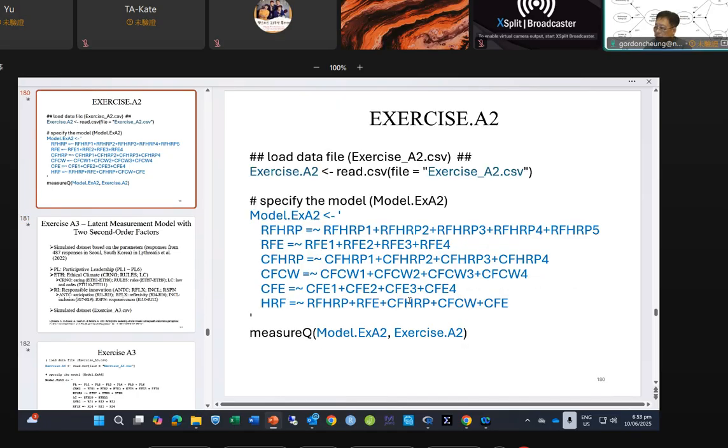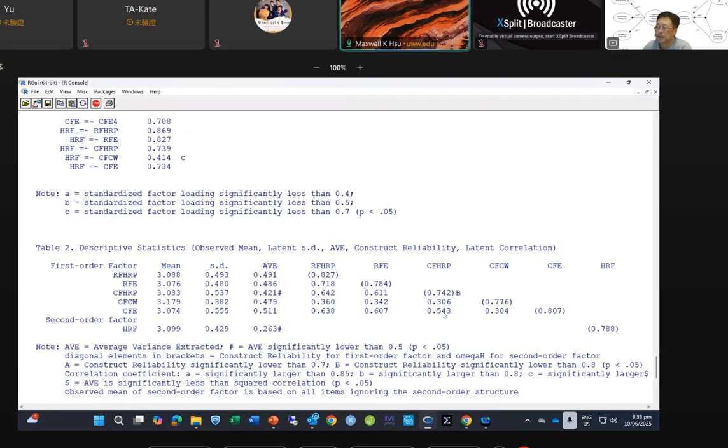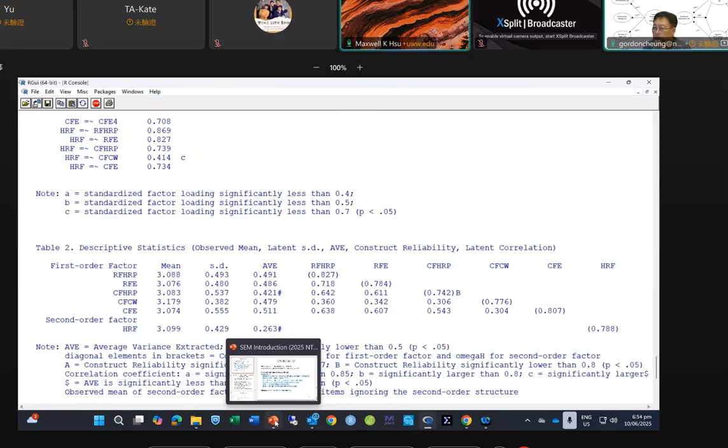Any questions about this example? Yes? What's your question? It seems that the culprit or the troublemaker is CFHRP. So suppose I were the original authors. May I just get rid of that construct and then rerun the model, and suppose everything works, and then I will report the second order factor with only 4 underlying dimensions. CFHRP, right? Yes, get rid of that. It's easy.